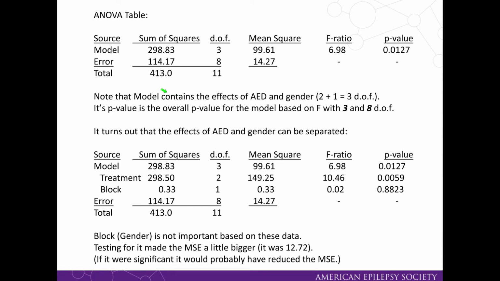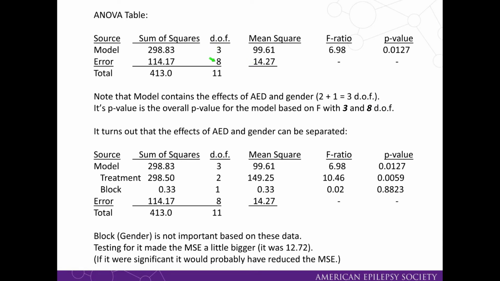effect. So here, one thing to note in this model is that the model term contains the treatment effect as well as the block effect. It contains everything. And it has 3 degrees of freedom. 2 degrees of freedom come from the 3 treatment groups. 1 degree of freedom comes from the 2 genders. And hence there are 3 degrees of freedom total for the model.